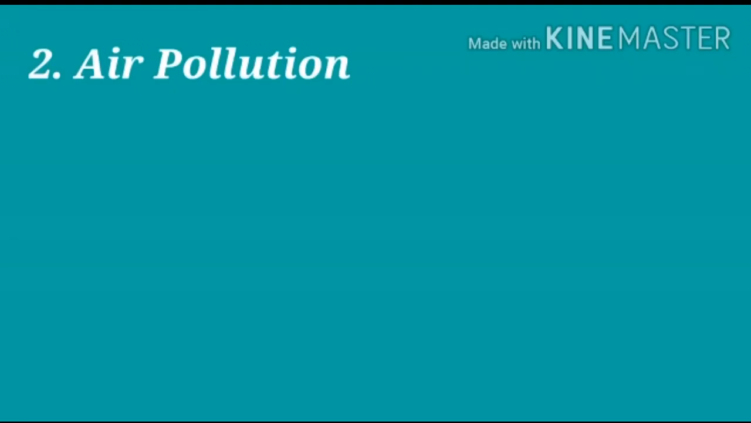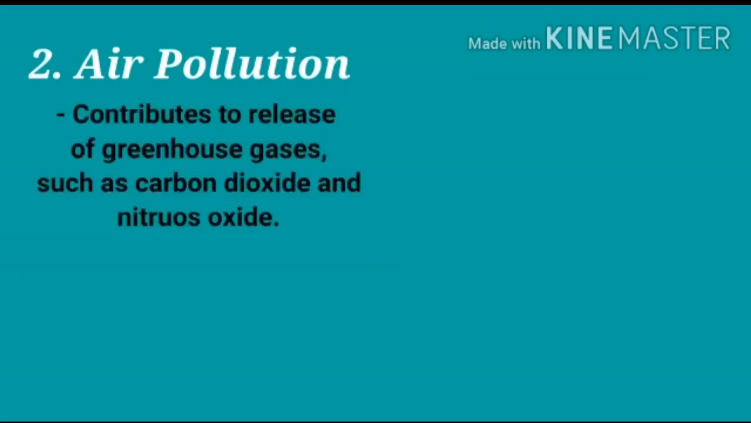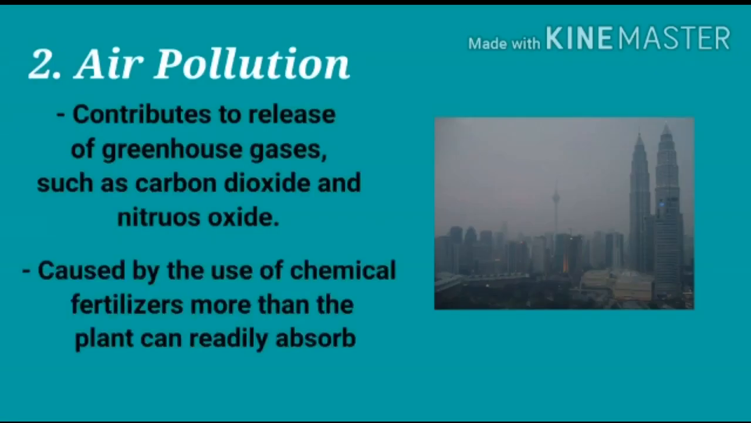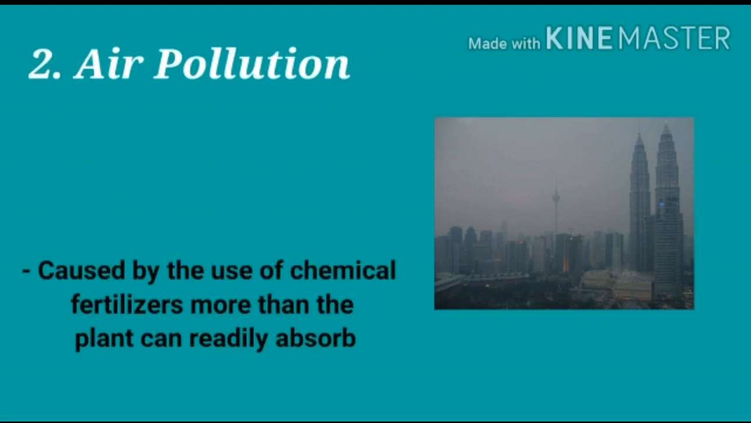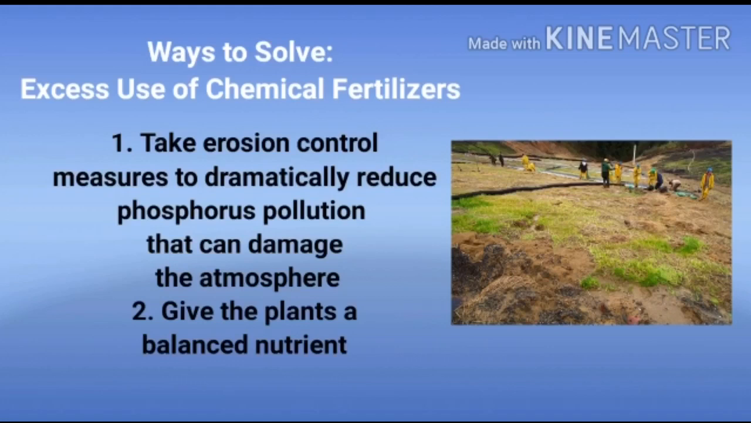Excess nitrogen used in crop fertilization can contribute to the release of greenhouse gases such as carbon dioxide and nitrous oxide into the atmosphere. We can solve this problem by taking erosion control measures to dramatically reduce phosphorus pollution and give the plant balanced nutrition so that it will grow rapidly without the help of chemical fertilizers.